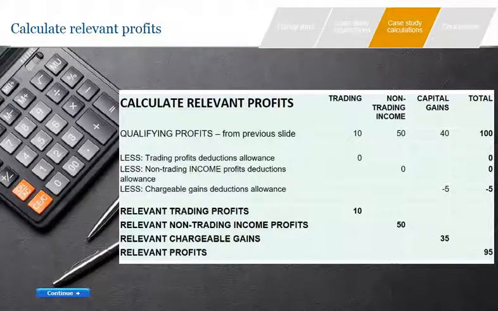As you would expect, however, it is not possible to reduce any of the relevant profits figures below zero. In the slide you will see that the deductions allowance has been allocated in its entirety to the chargeable gains income stream. This reduces qualifying chargeable gains of 40 million to arrive at a relevant chargeable gain of 35 million. As an alternative, the deductions allowance could equally well have been allocated to any combination of each of the separate income streams.